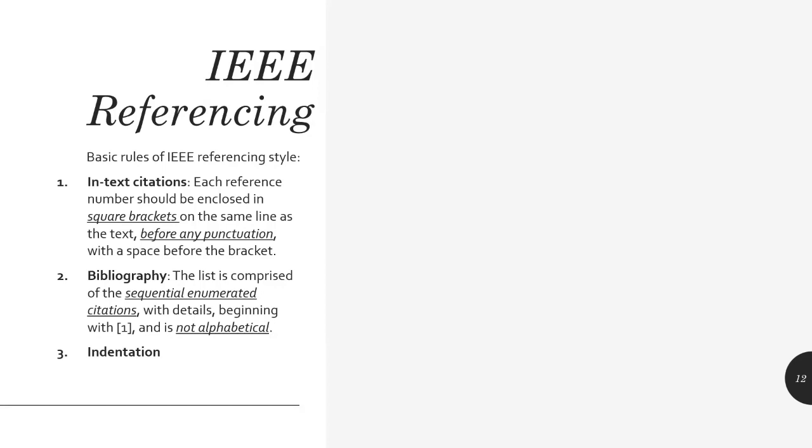So when we are starting our bibliography, we shall have number 1 in between brackets with the full reference, number 2 followed by number 3. We're going to have a look at the example in a while. And one thing that you need to remember, unlike Harvard referencing, IEEE does not need to be alphabetical. And thirdly, the indentation of the paragraphs is very important.